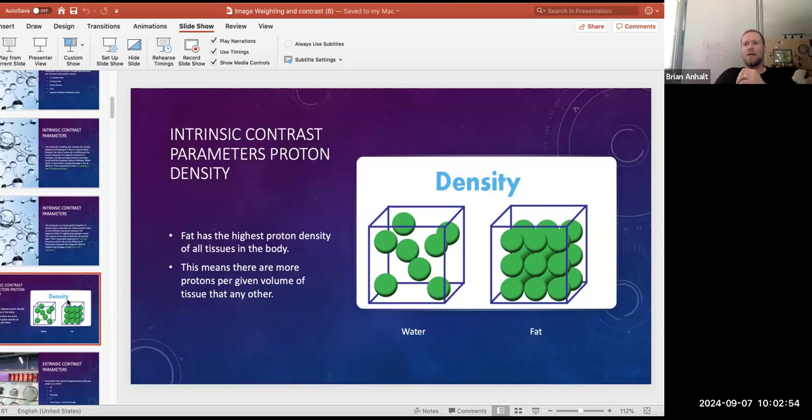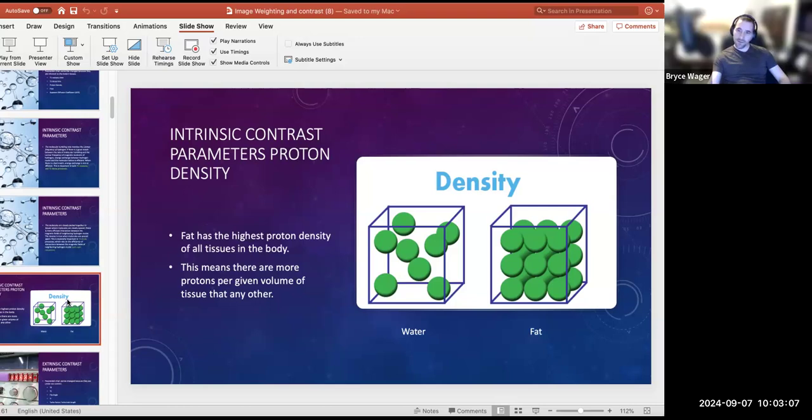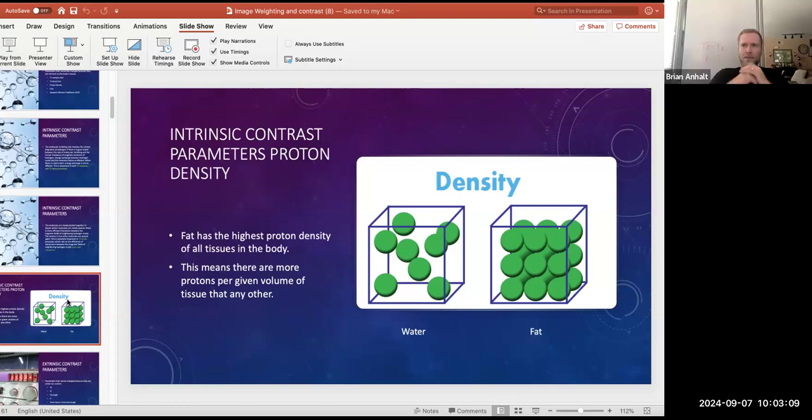If there's more protons, what else increases? What do the protons all add up to be? NMV. Yep, exactly. So fat per given volume is going to have a larger NMV than water in that same volume.